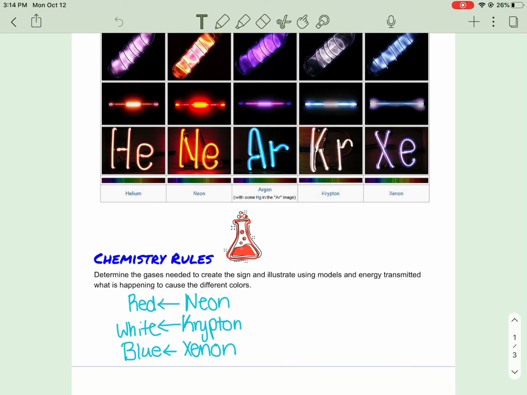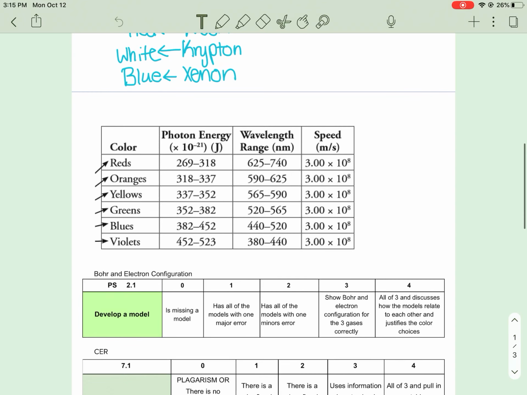So I'm going to skim over this kind of quickly, but really just needed to make an observation of what colors would look best. Okay, some of you gave me argon. I understand that, but that is with some mercury. Xenon is going to give a better blue overall. All right, so if you had a valid reasoning, I didn't take off points for that, okay? Then we provided the photon energy and the wavelength and the speed, okay?